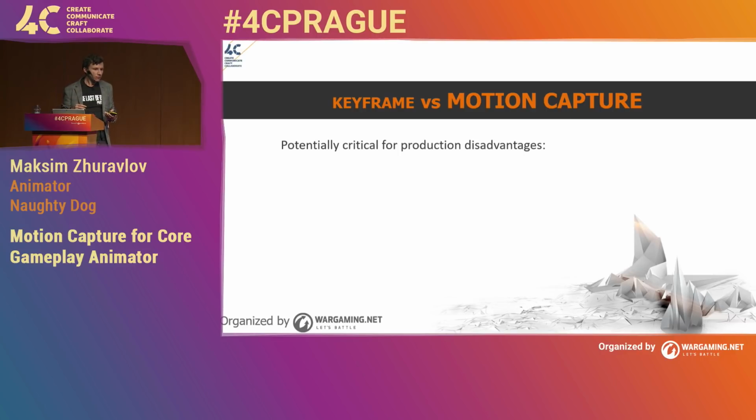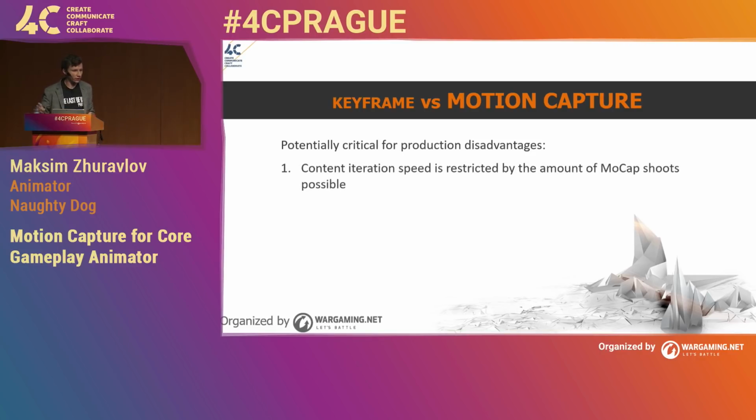Now, speaking of disadvantages, there are different ones. The obvious one is that content iteration speed is restricted by how often you shoot. Let's say you have money, but your mocap stage is really far away, so you have to schedule it, and you can go in 2 months. That is not the most horrible scenario, and it will work out for cinematics.